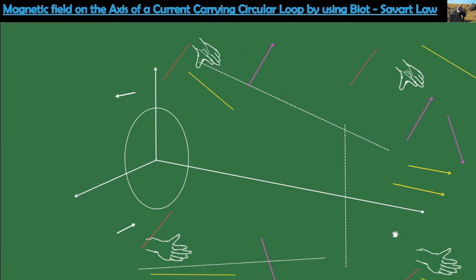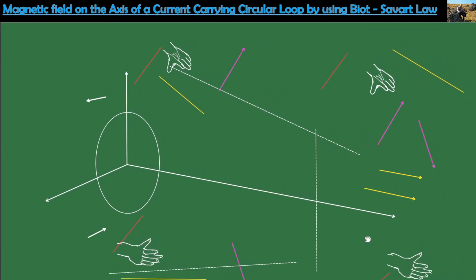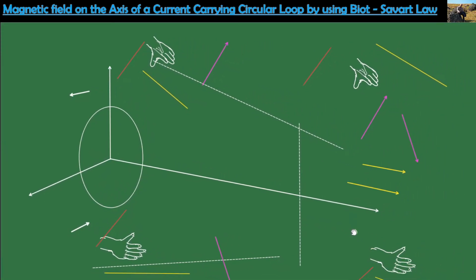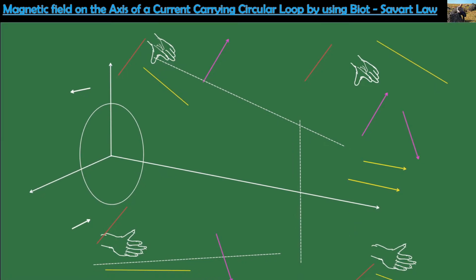In this preceding section, we have a circular coil, or we can say a loop, having a radius r. That is the first thing. We have a circular coil where the radius of that circular coil is r. So let r be the radius of this circular coil.